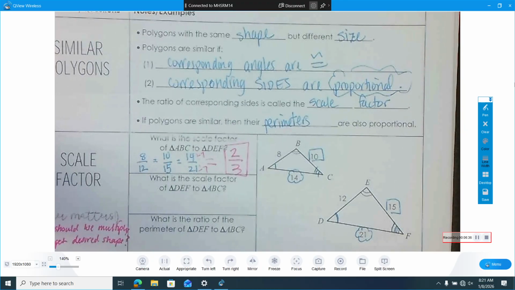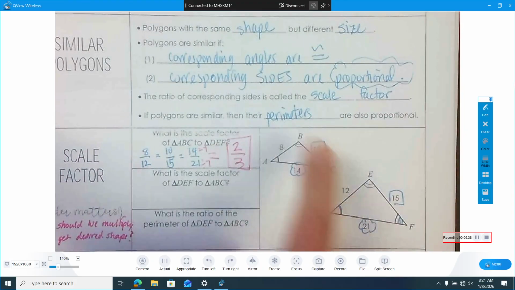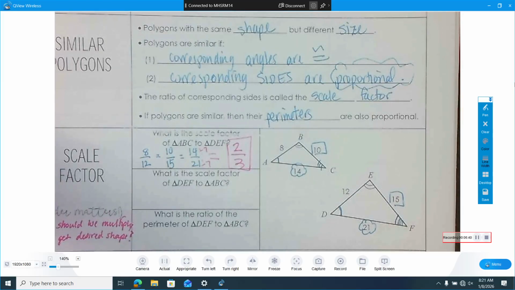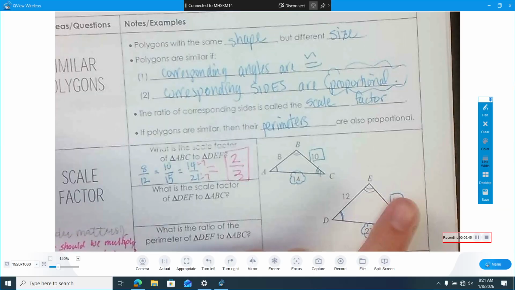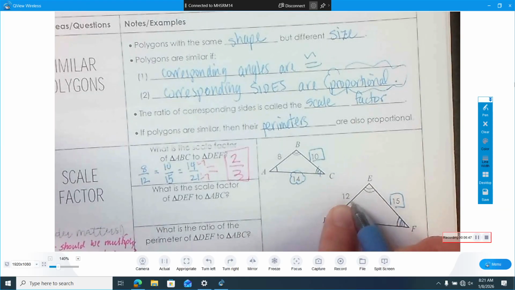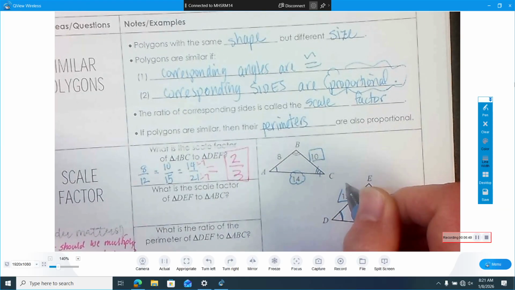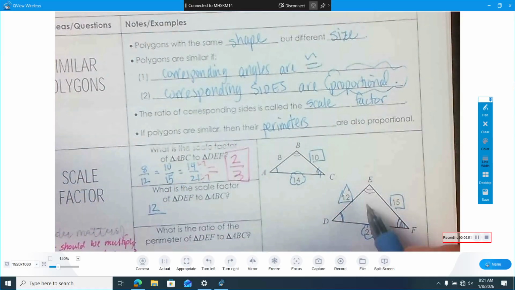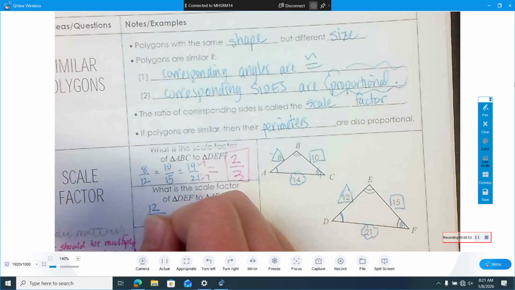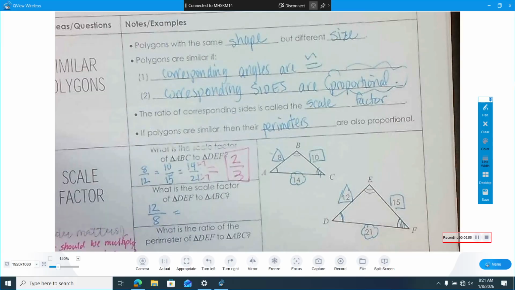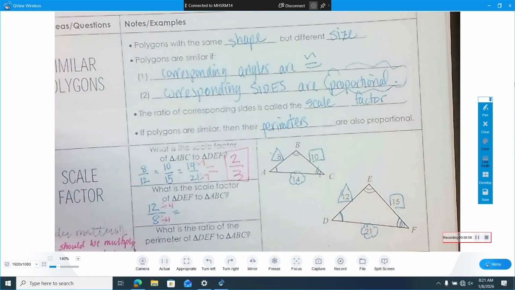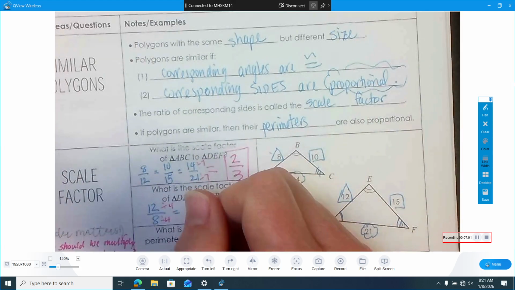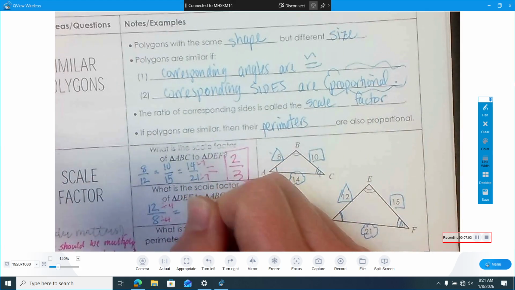What is the scale factor of DEF to ABC? Well, if I want to figure out the scale factor of DEF to ABC, I'm going to start with my DEF. I'm going to look at this side that's got a length of 12. So 12 over 8. And that corresponds to the 8. And then, of course, I can reduce that. Both of these divide by 4, and if I divide top and bottom by 4, I get 3 over 2.